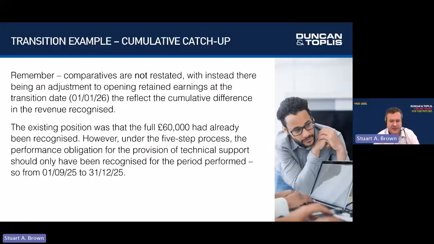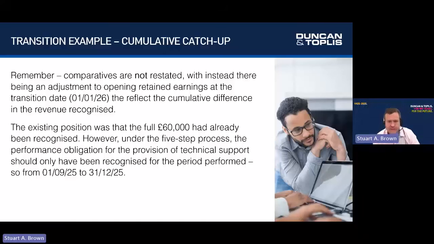So first of all is cumulative catch-up. An important point here is that the comparatives are not restated. We don't touch the prior year. We wouldn't touch the 2025 accounts at all. Instead, there is an adjustment to the opening retained earnings at the transition date, which is the cumulative difference of all the contracts made at that date.